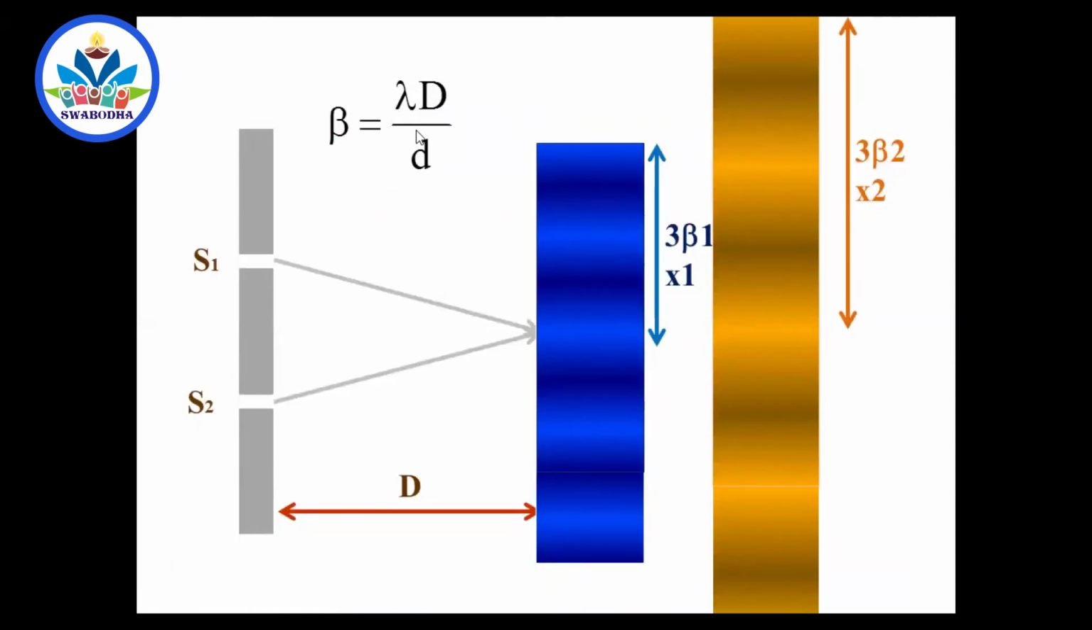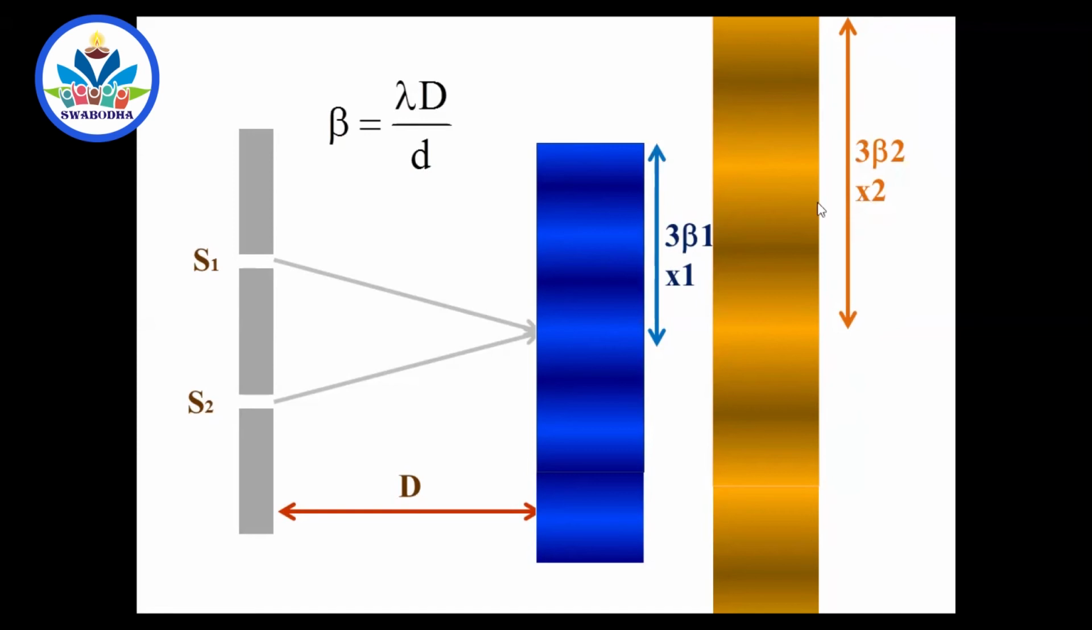Okay. Beta is equal to lambda D by d. We know it. This is the central bright fringe for blue, but the next blue is very close because lambda less, beta less. So next blue is very close. What about red? Next red is far away. So where is the third bright fringe of blue? Blue bright, black. Again blue bright, black. Again blue bright. So here is the 3 beta 1 for the first blue fringe. What about the red fringe? Where is the third bright fringe of red? It's far away, 3 beta 2, where beta 2 is lambda 2 D by d.